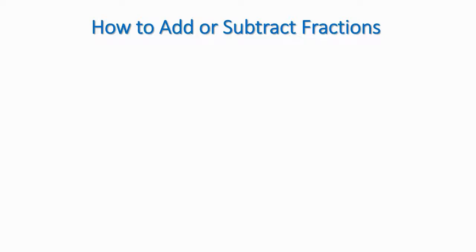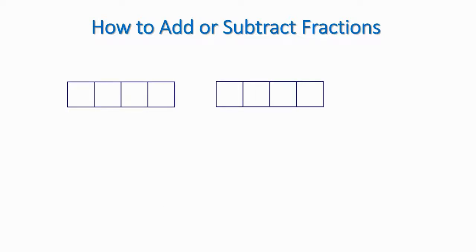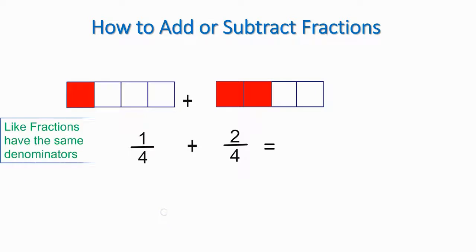Today I am going to be showing you how to add or subtract fractions. I have two equal shapes here divided into 4 equal parts each. I'm going to shade 1/4 of the first shape and 2/4 of the second shape. So as you can see, both of them have the same denominators. When two fractions have the same denominators, they are called like fractions.